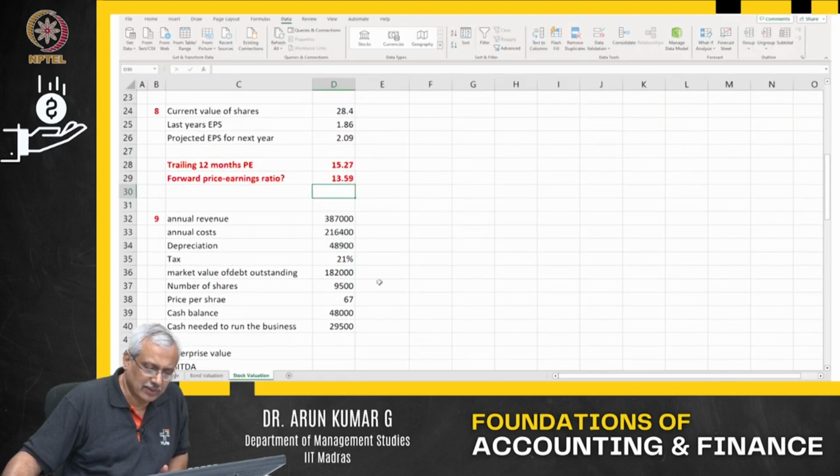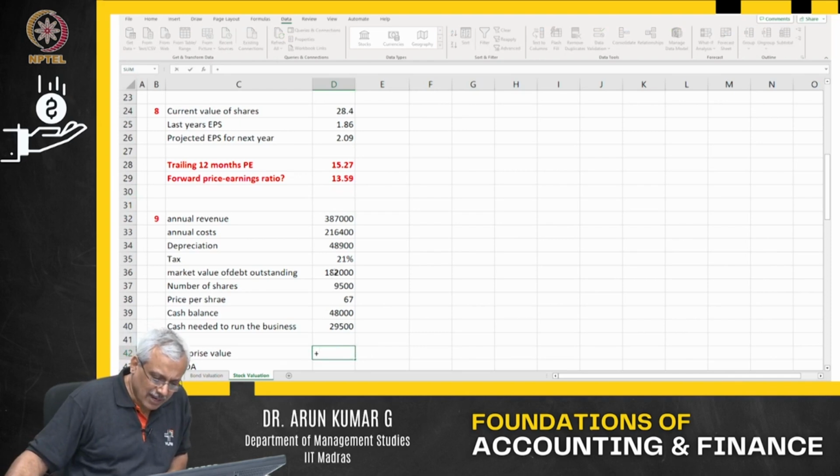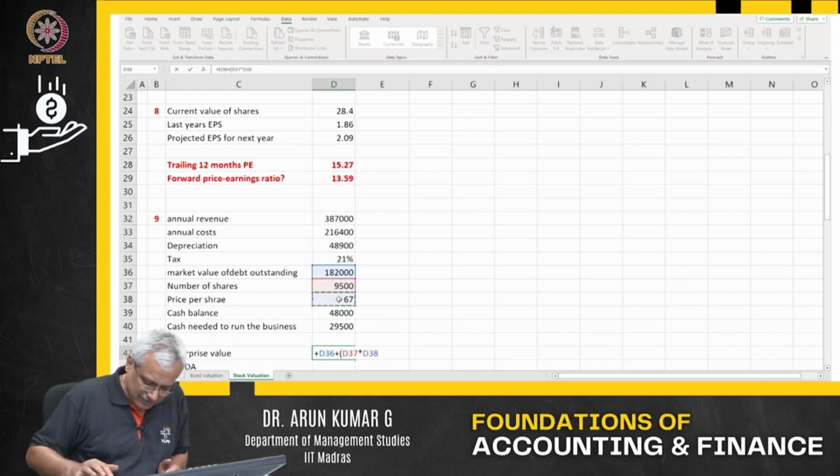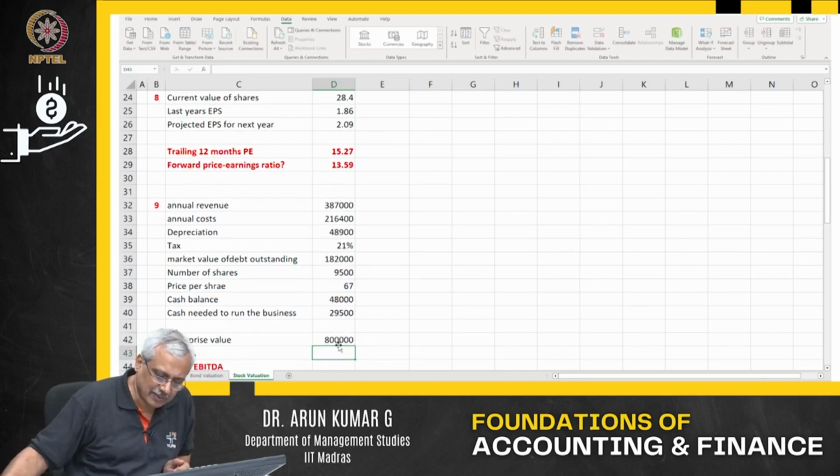I have just written down all these things. Now let us look at the enterprise value. What is the value of the enterprise? Market value of the debt plus market value of the equity, number of shares times price per share, less the excess cash balance. In this case, cash balance is 48,000, but I need 29,500 to run the business. That means what is the excess cash balance I have? This is the enterprise value.